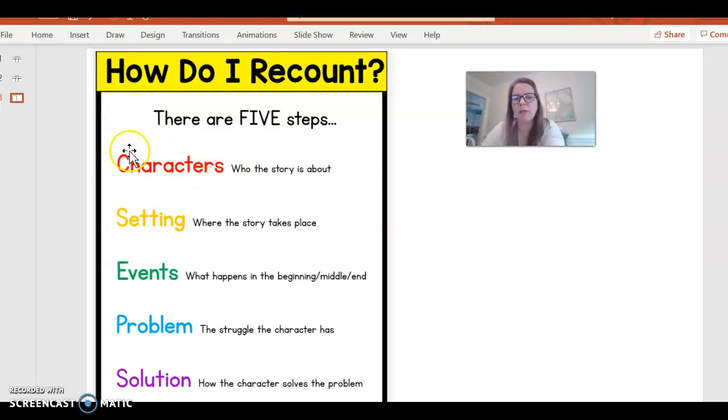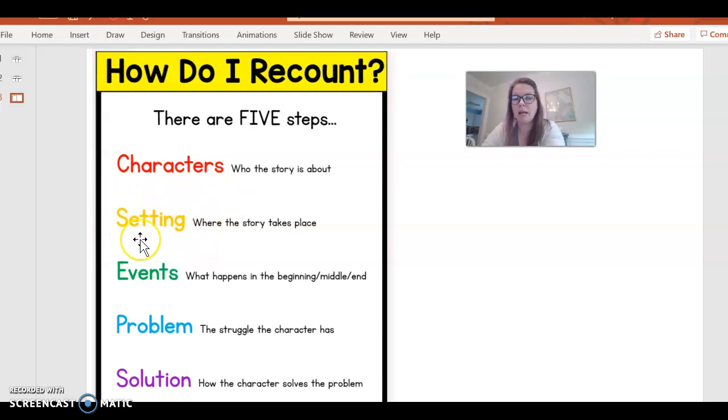The first step is looking at the characters. So we've talked about this for several days now, but it's important to think about who is actually in the story. Is there a hero? Is there a villain? And are there other characters in the story that are helping either one of them?